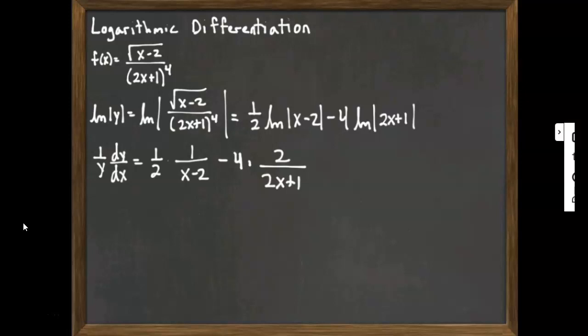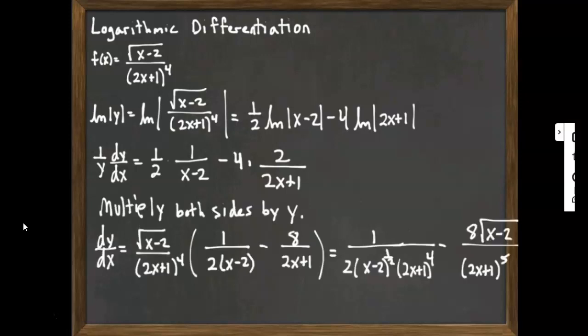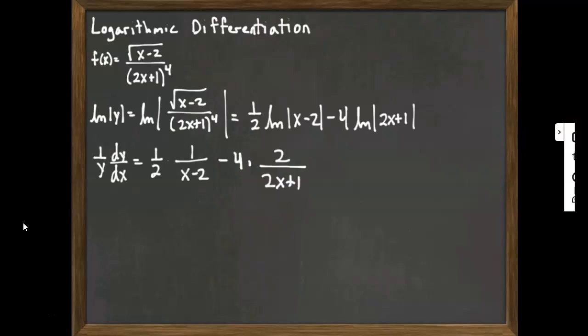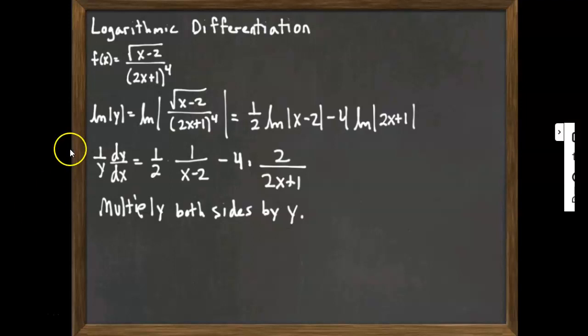2x plus 1 is going to go in the bottom. Derivative of 2x plus 1 is 2. That'll go in the top. Okay, and then we're going to multiply both sides by y.